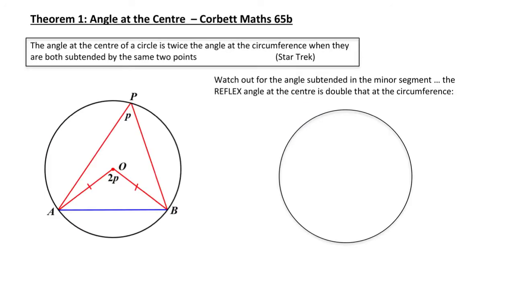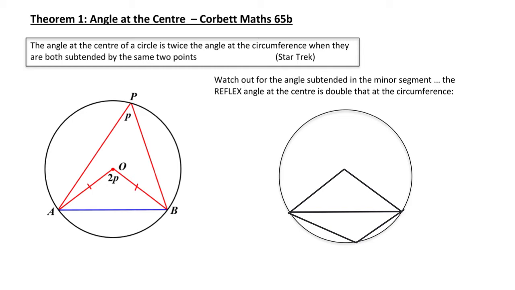Our first theorem then is talking about the angle at the centre of the circle. And it says that the angle at the centre of a circle is twice the angle at the circumference when they are subtended by the same two points. So if the angle at the centre is 2p, then the angle at the circumference is going to be p. And the Star Trek logo looks like this triangle, so you may want to consider it to be the Star Trek rule. One thing we need to watch out for is the angle subtended in the minor segment.